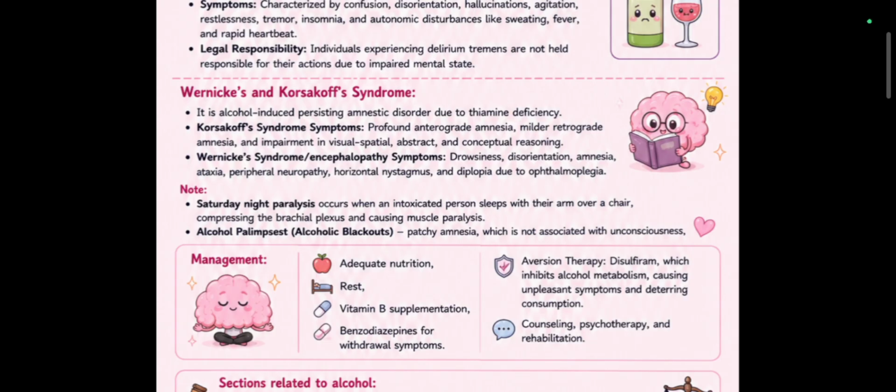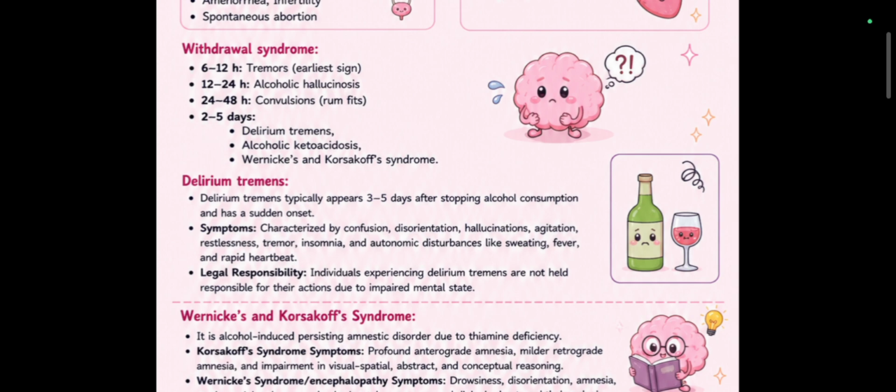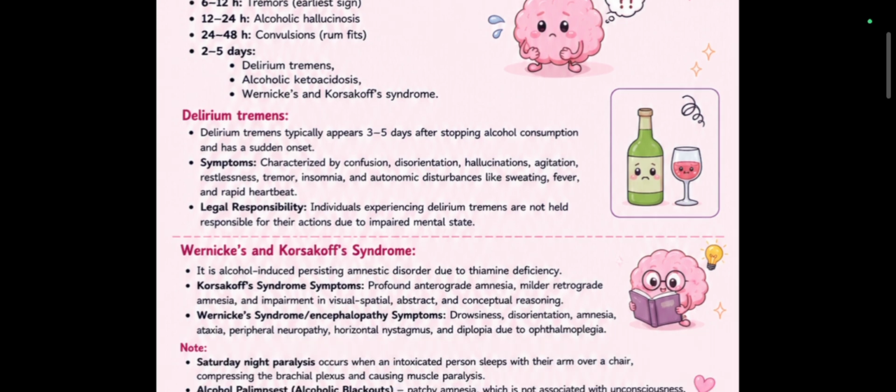Now what are the symptoms of encephalopathy or Wernicke's syndrome? Drowsiness, disorientation, amnesia, loss of memories, ataxia, no coordination between movements, peripheral neuropathy, horizontal nystagmus, and diplopia due to ophthalmoplegia. So these are the symptoms in Korsakoff syndrome and Wernicke's syndrome, and these are observed under withdrawal syndrome after 2 to 5 days.